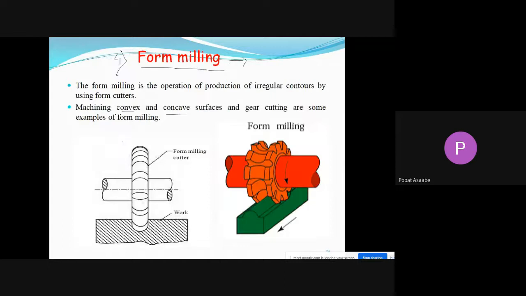Then we have seen form milling. What is meant by form milling? Form milling is used for performing machining operations on an irregular shape of your workpiece. Whenever we want to produce a concave or convex shape on your workpiece, we can use form milling. The form milling operation is carried out with the help of the form milling cutter. See, this is the form milling cutter.